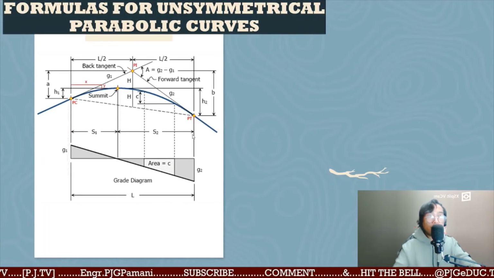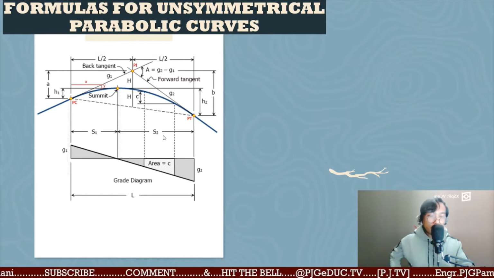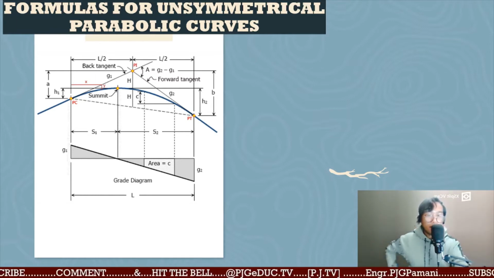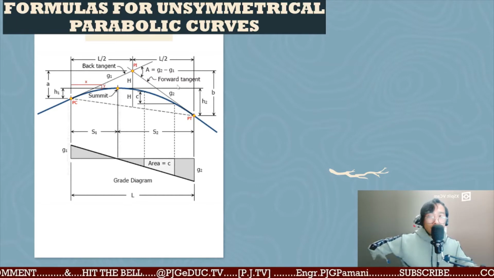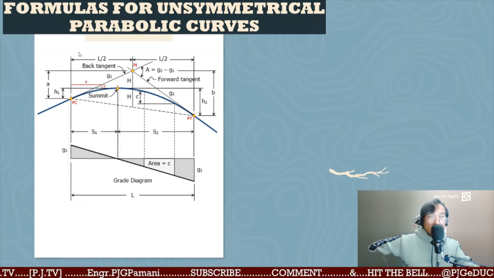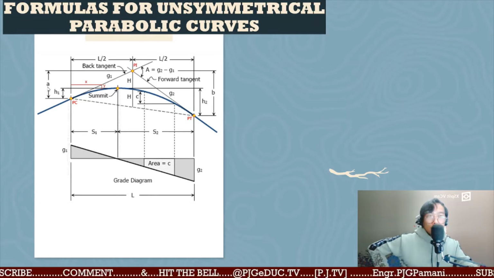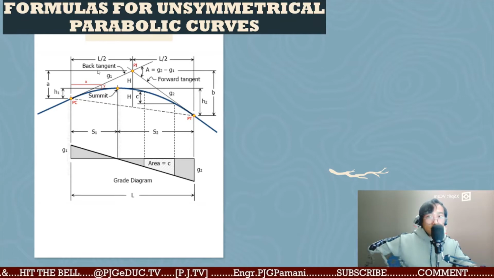Now, the formulas involved in the unsymmetrical parabolic curve. So, parehas lang yung figure, di ko na pinalitan. More or less, parehas lang po yung element yan. Palitan nyo lang yung L divided by 2 as L1 at saka L2. Yun lang naman yan. Then, if you wish, you can change A as V1 and B as V2.